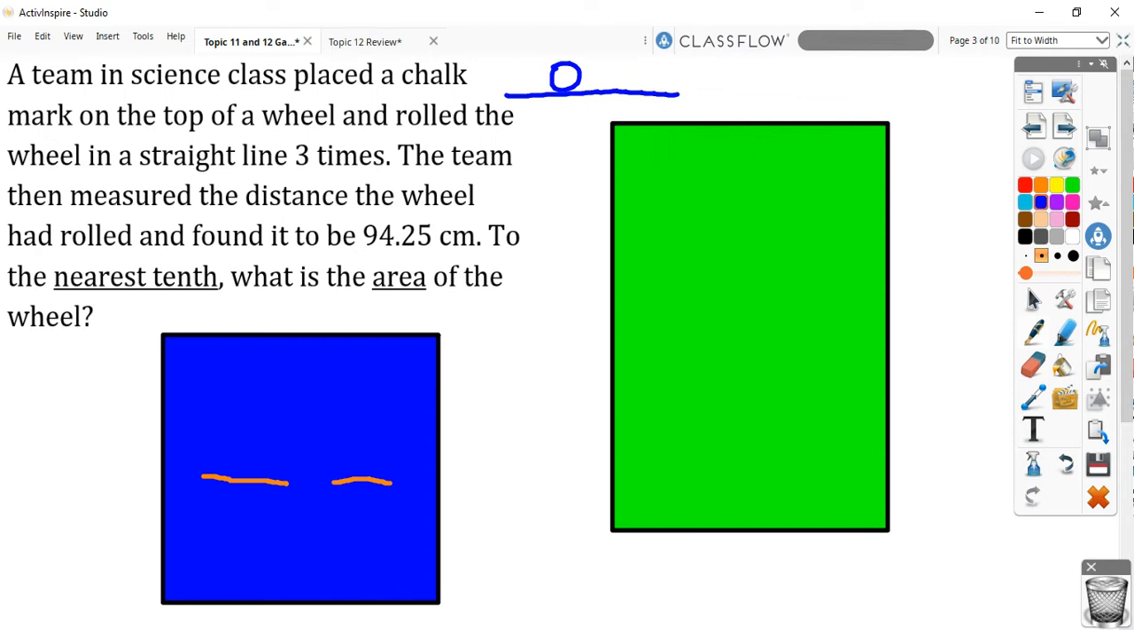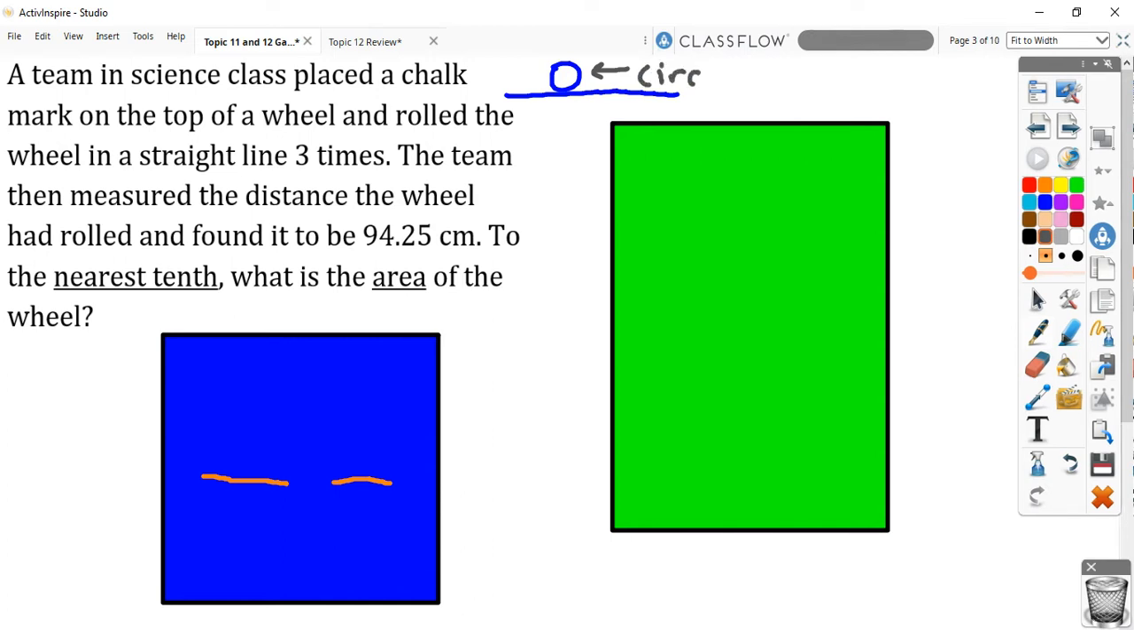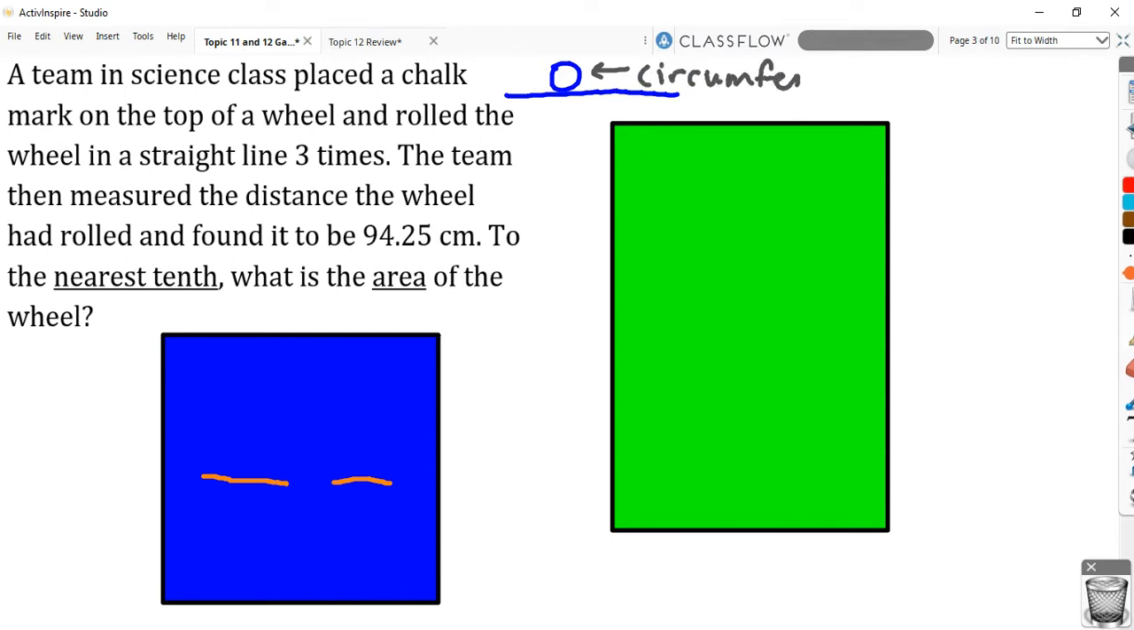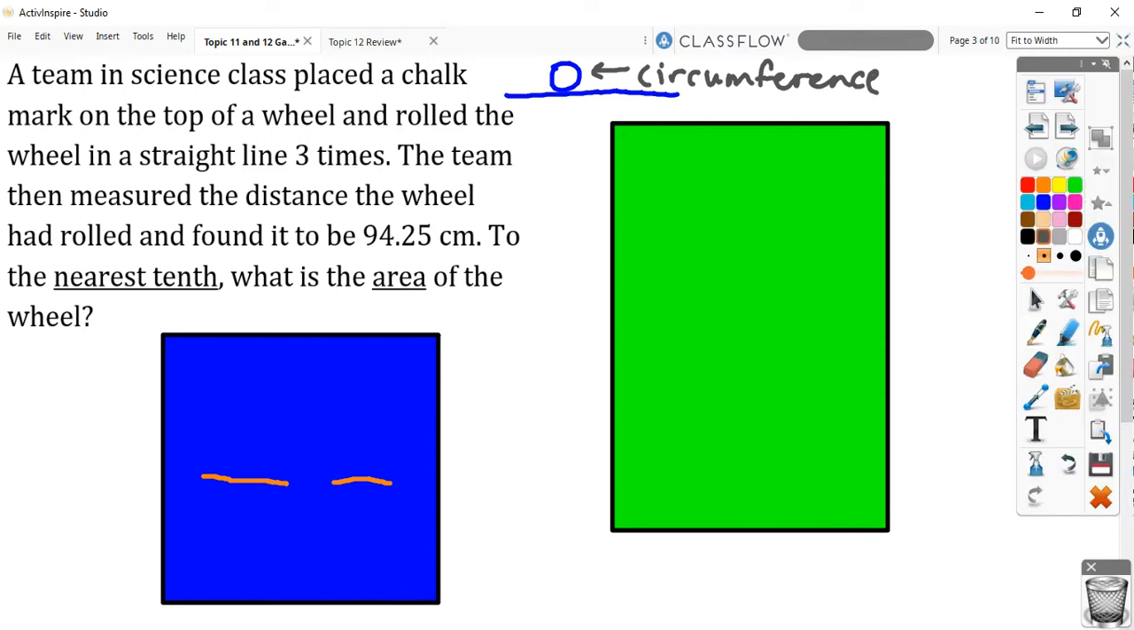Okay, the part of the wheel that's actually touching the ground is the outside of it. So if you're measuring how far a wheel rolls, you're measuring how long the outside of that wheel is. When you talk about the outside of a circle, the way we called that before was always the circumference. So what it's talking about is when it was rolled 3 times and then measured, that was measuring how long is 3 times the circumference. How long is 3 circumferences?